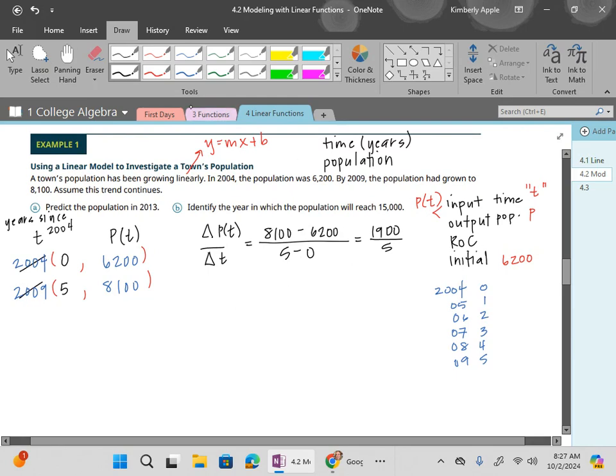All right, so let's write the function. Now, and then this is done. 1900 divided by 5, 380. Thank you. It's 380.